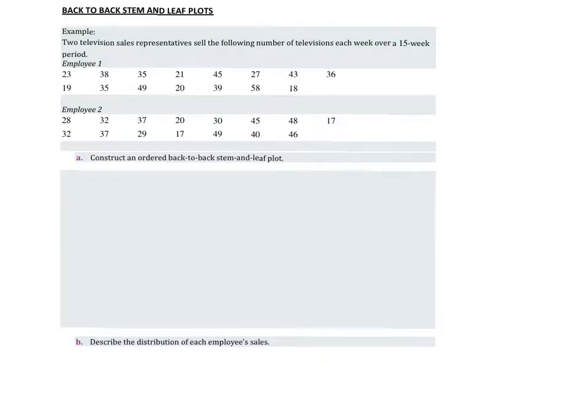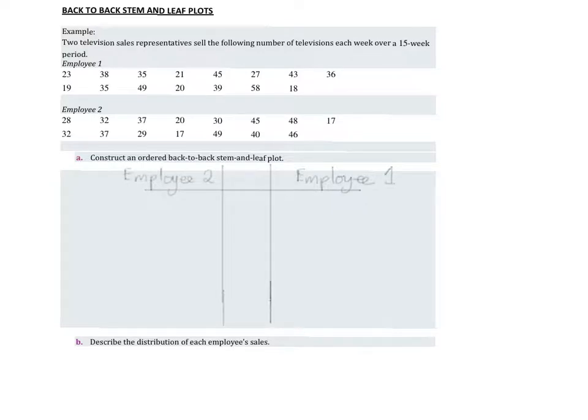Back-to-back stem and leaf plots, so that's putting two stem and leaf plots with the one stem, help us when we are trying to compare data. So in this example, 2 television sales reps sell the following number of televisions each week over a 15-week period. So you have employee 1 and employee 2.